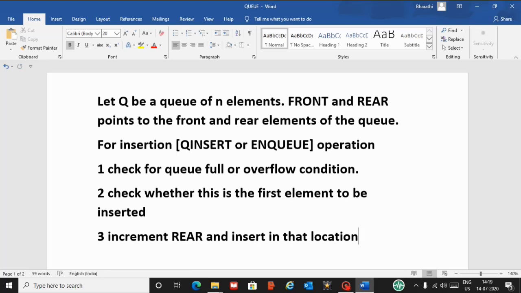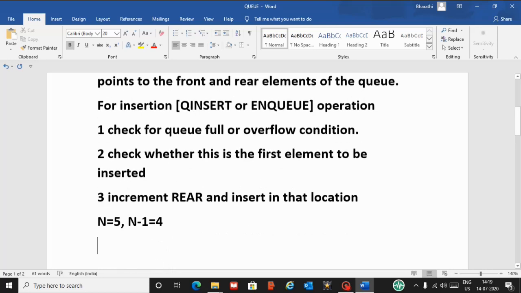Now, let me start with an example. I will be inserting. Before that, what is the value of n? N is equal to 5 in this example. Okay. So n minus 1 is equal to 4. Correct? So n minus 1 is equal to 4, because n is 5 here. In this example, n is 5.